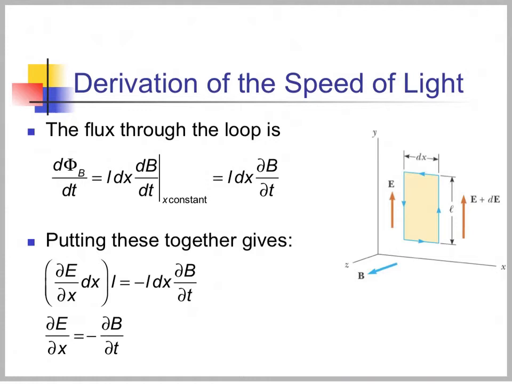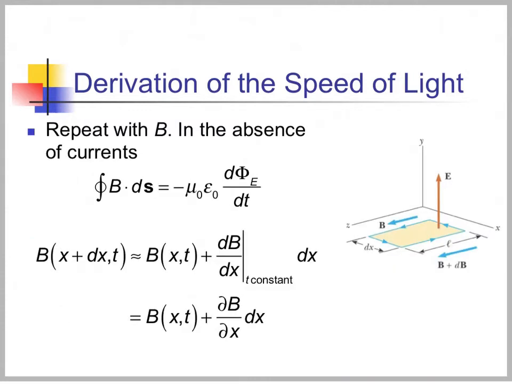Let's repeat this with our equation for magnetic field. In the absence of any currents, the Ampere-Maxwell law becomes the integral of B dot ds is minus mu naught epsilon naught d flux dt. And we're going to expand B in the same way we did before.